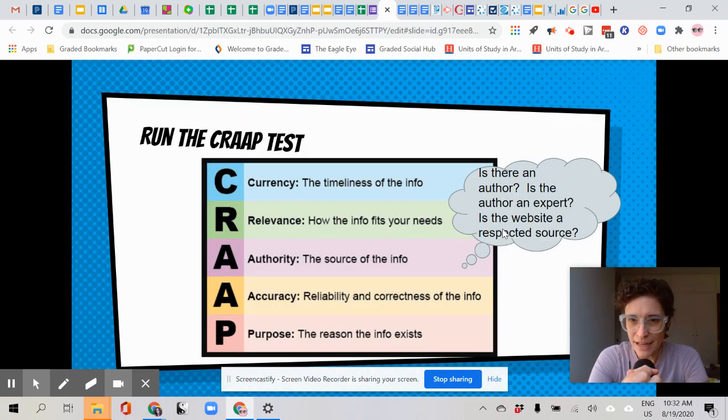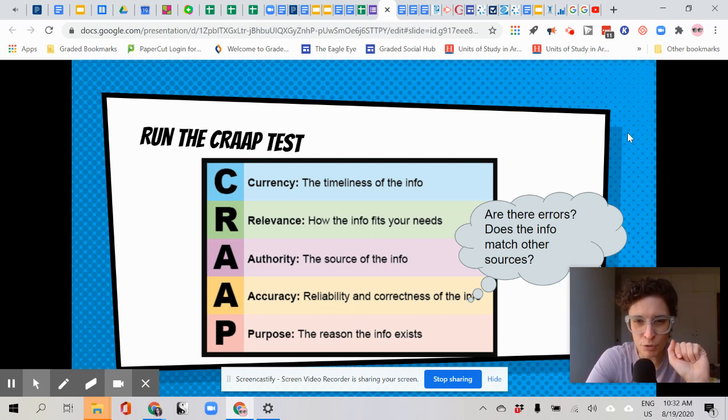Next, authority. Is there an author? Is the author an expert? Sometimes there's no author listed. That doesn't mean it's not a good website, but you want to ask yourself, is the website I'm reading this on, the parent website, the container website, we'll talk about this, a reliable and respected source in general? I'm going to give you an example. Don't worry.